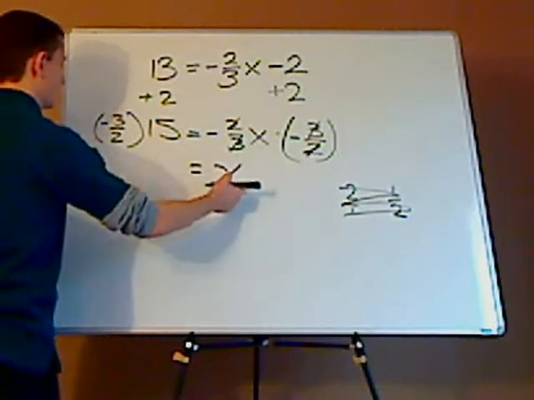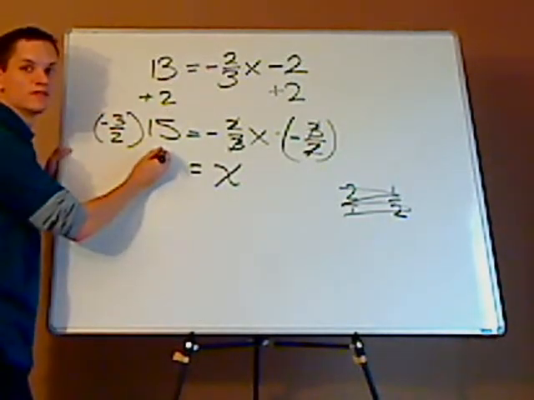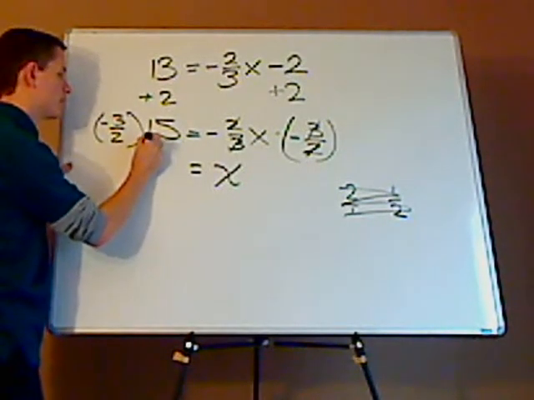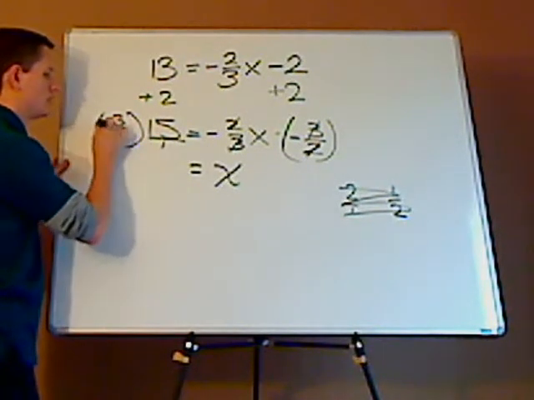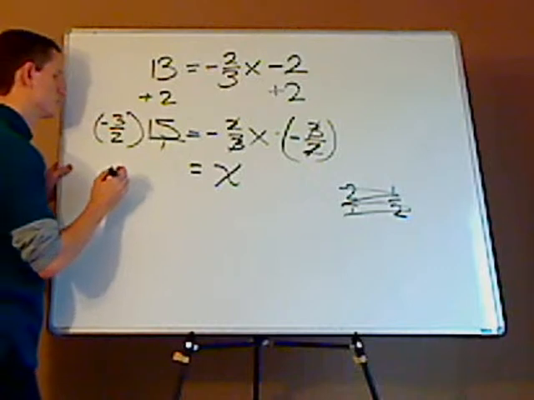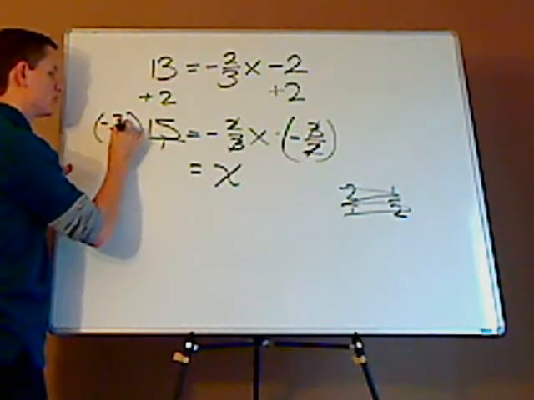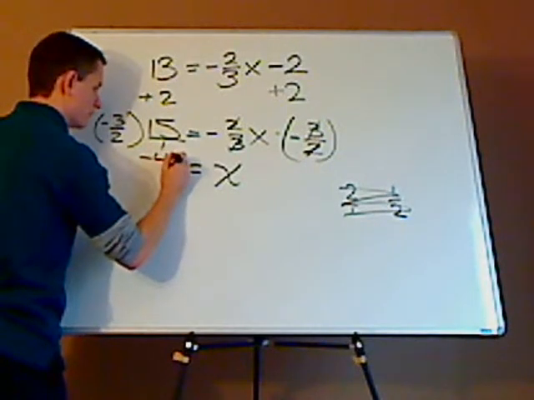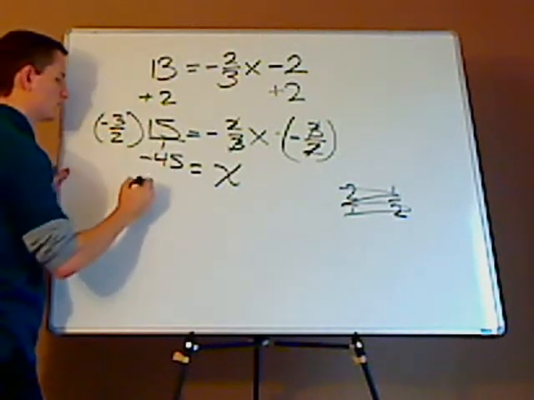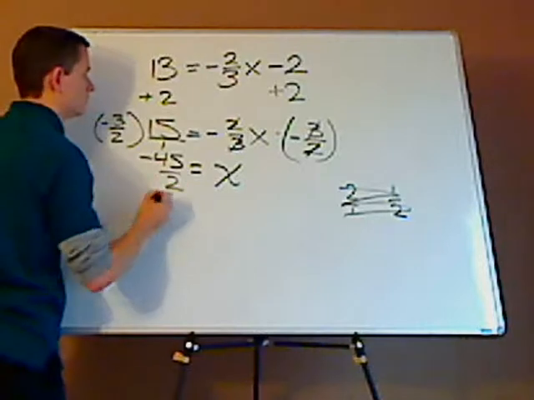So you have x on this side. Now, this is 15. To rewrite 15 as a fraction, you write 15 over 1. Then you just simply multiply across. Negative 3 times 15 is negative 45. And 2 times 1 is 2.